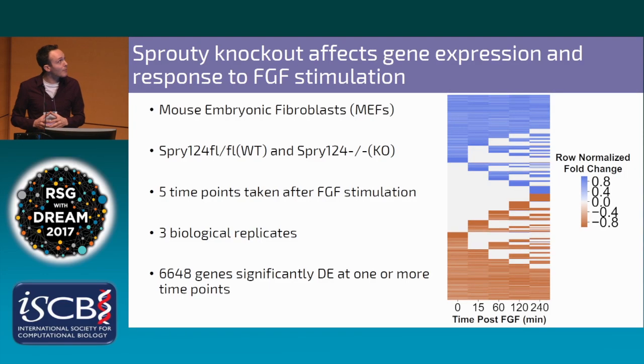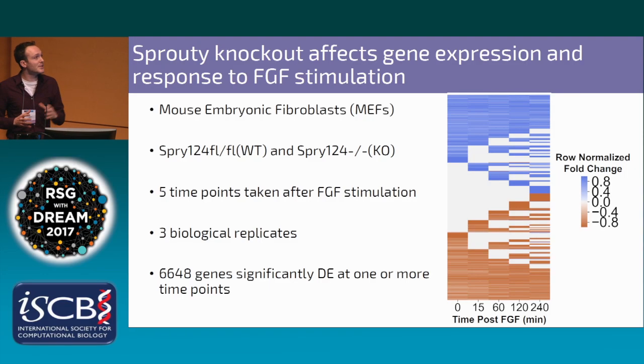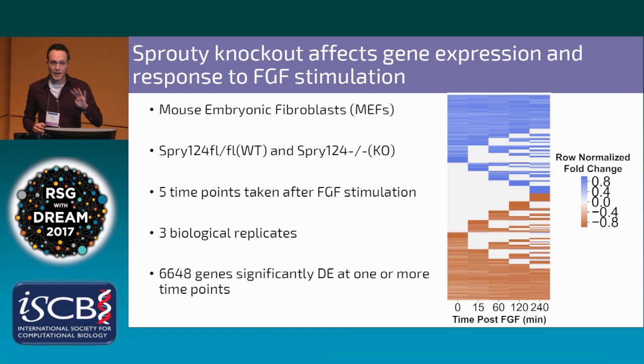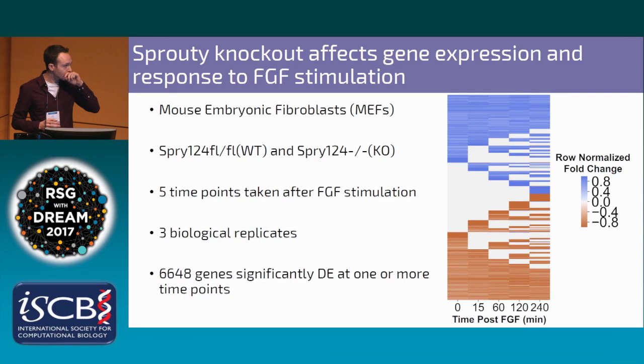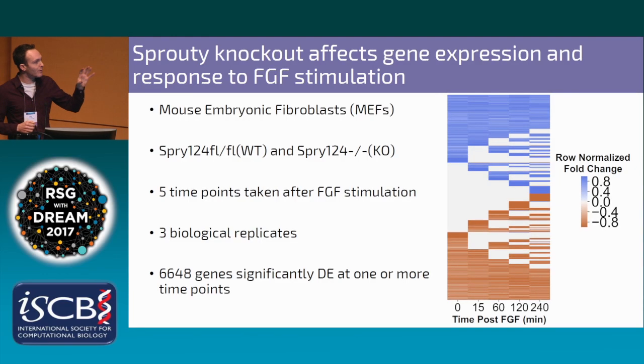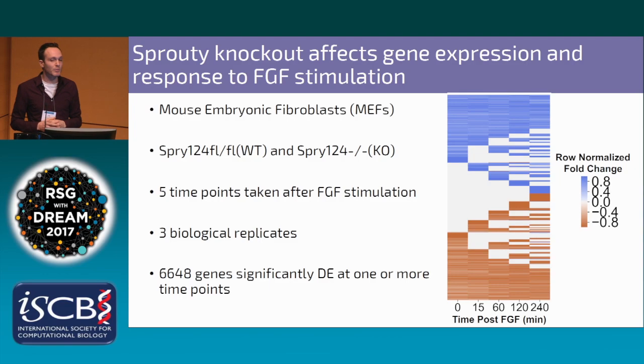So our collaborators collected time series measurements using microarrays of gene expression in mouse embryonic fibroblasts. We have two genetic conditions in this, Sprouty wild type and Sprouty 1, 2, 4 knockout. So we knocked out 3 of the homologs. And you can see on the right, measurements were taken at 5 time points after FGF stimulation in triplicate, going from 0 when the treatment was applied all the way up to 4 hours after the stimulation.